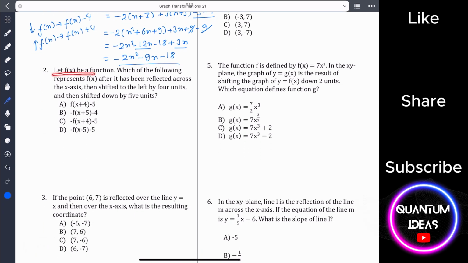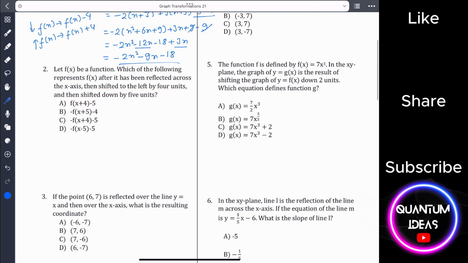Let f(x) be a function. Which of the following represents f(x) after it has been reflected across the x-axis, then shifted to the left by 4 units and then shifted down by 5 units? The second part we can do on the basis of the previous question, but what about the reflection?